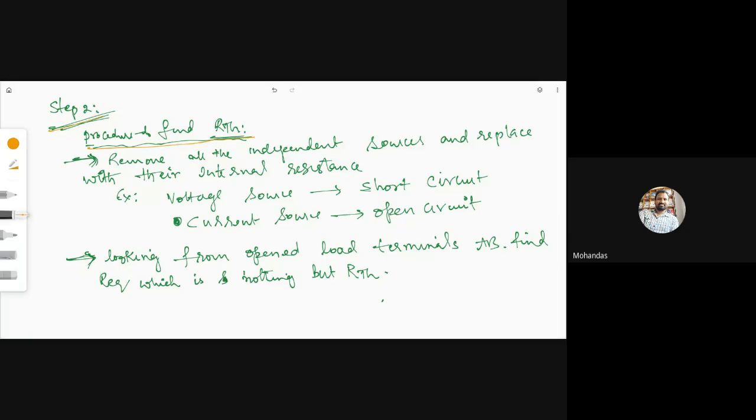Once we solve a problem, then we can easily understand what the statement is and what the procedure is and all those things. Write down these statements one by one here. First, remove all independent sources and replace them with their internal resistance.